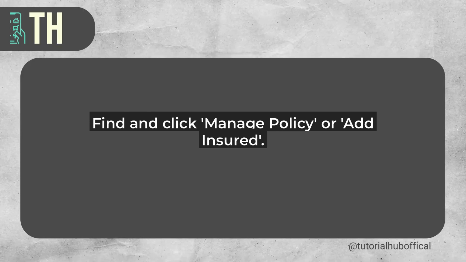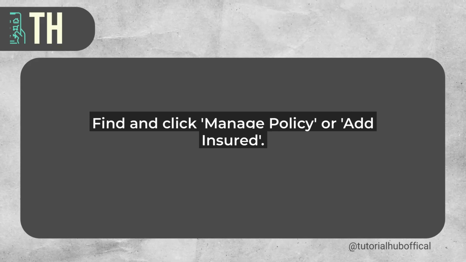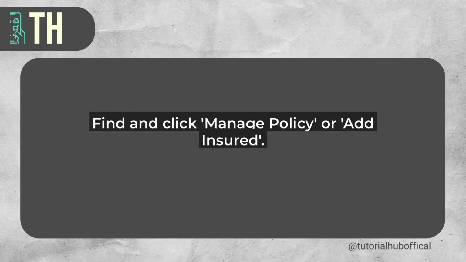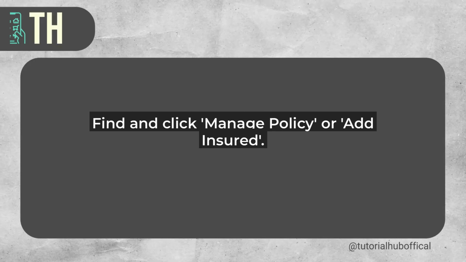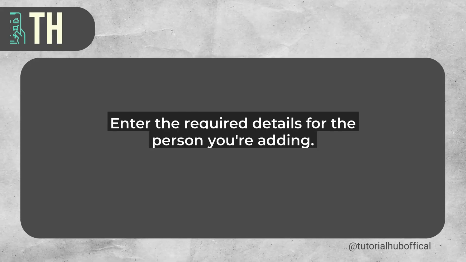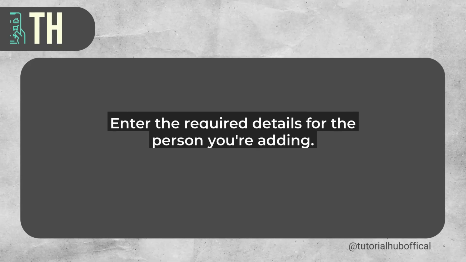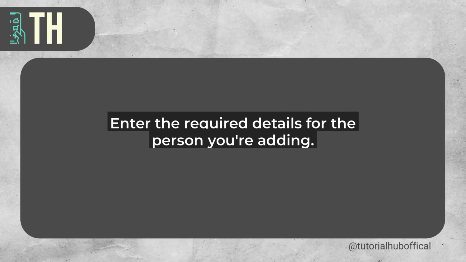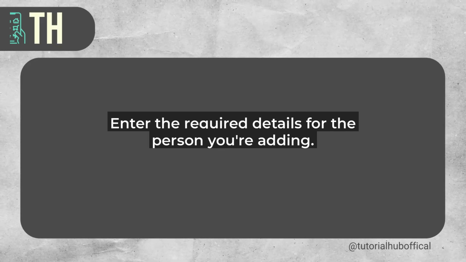Next, look for the Manage Policy or Add Insured option. This might be under a submenu like Policy Details or Edit Coverage. Click on that, and you'll be prompted to enter the details of the person you want to add. Be prepared to provide information such as their full name, date of birth, social security number, and their relationship to you. Accuracy is key here to avoid any delays in processing.